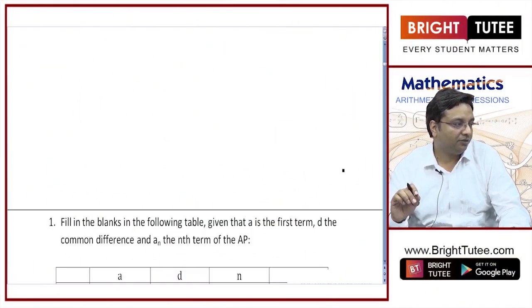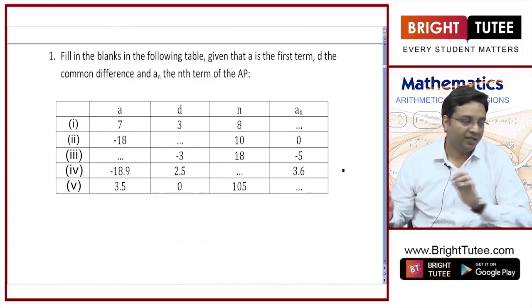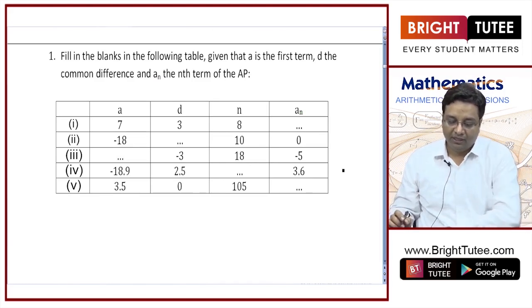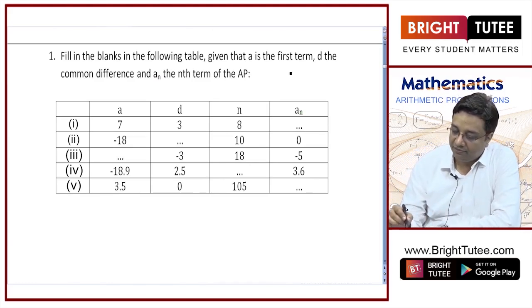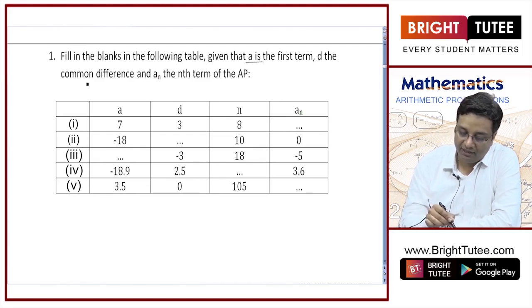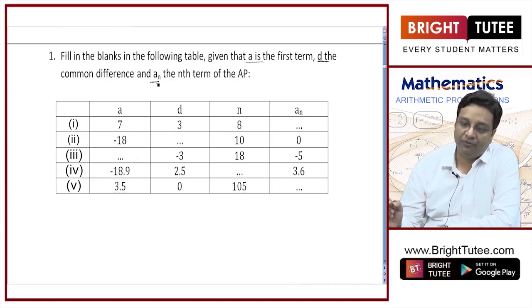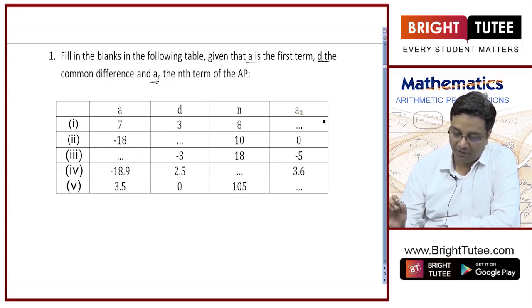So let us see what kind of questions we have in this exercise. The first question is pretty simple. It just says that A is the first term and D is the common difference, and AN is the nth term of an AP. So we just need to fill these blanks.